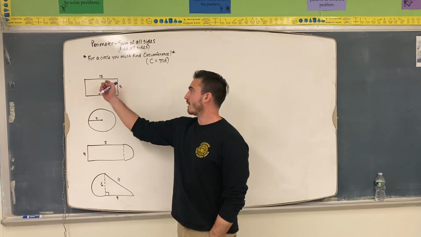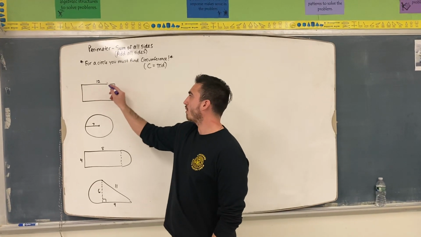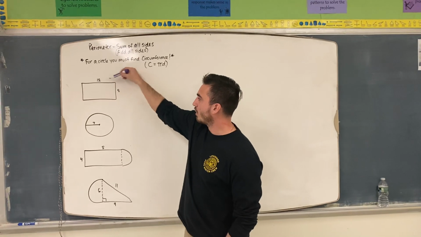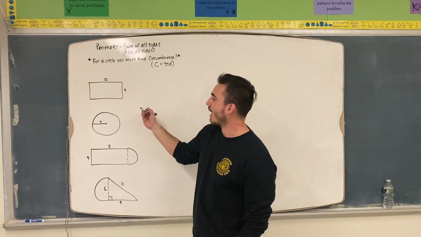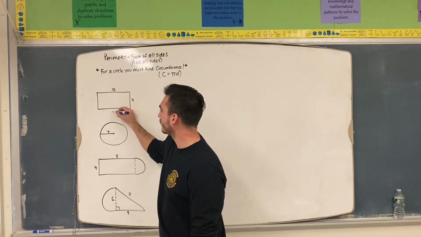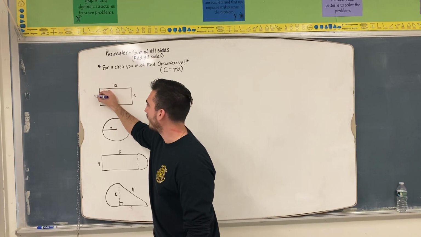So first we're going to start off very basic. If we look at a rectangle, if we're talking about perimeter, we want to know what all the sides added up are. But since they only give us 12 and 8, in a rectangle, opposite sides are equal. So if this is 12, that means this also has to be 12. If this is 8, then this also has to be 8.